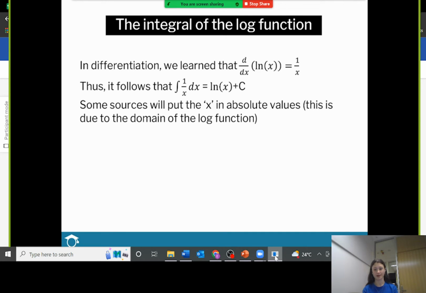So especially when you're doing word questions where the x might be graphing maybe time or the amount of water in a water tank or whatever, the value of that can't be below 0 or 0. So that's where the absolute brackets come in.